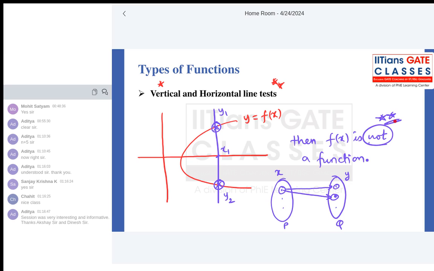So either it should be one-to-one or many-to-one, but it should not be the other way. One x should not map to two y's. If that happens, then it's not a function. That is the vertical test.